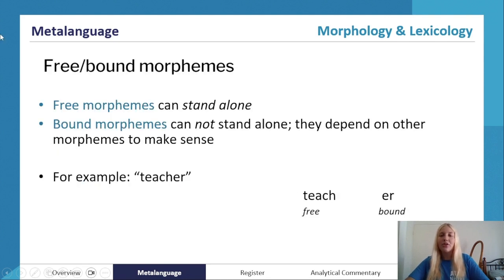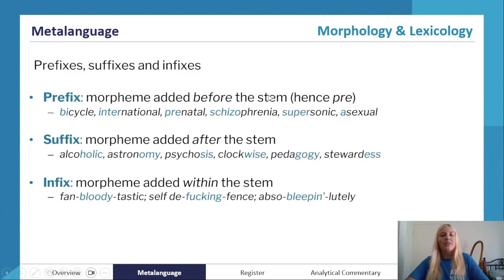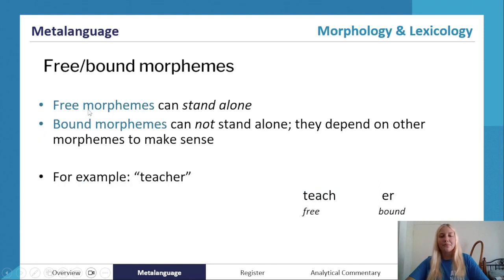All right, morphemes are also divided into free and bound morphemes. Free morphemes are ones that can just stand alone by themselves. You could say it's kind of like the stem of the word, right? You could say it's the same thing. Free morphemes stand alone and still make sense. So teach is a free morpheme. If you just write down the word teach, that has meaning by itself. It would also be the stem of a word, you could say.